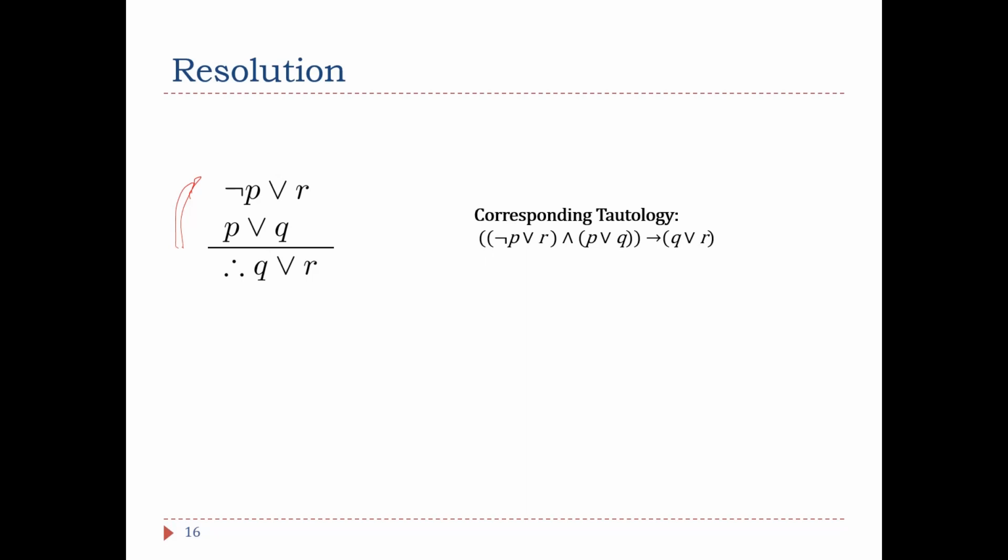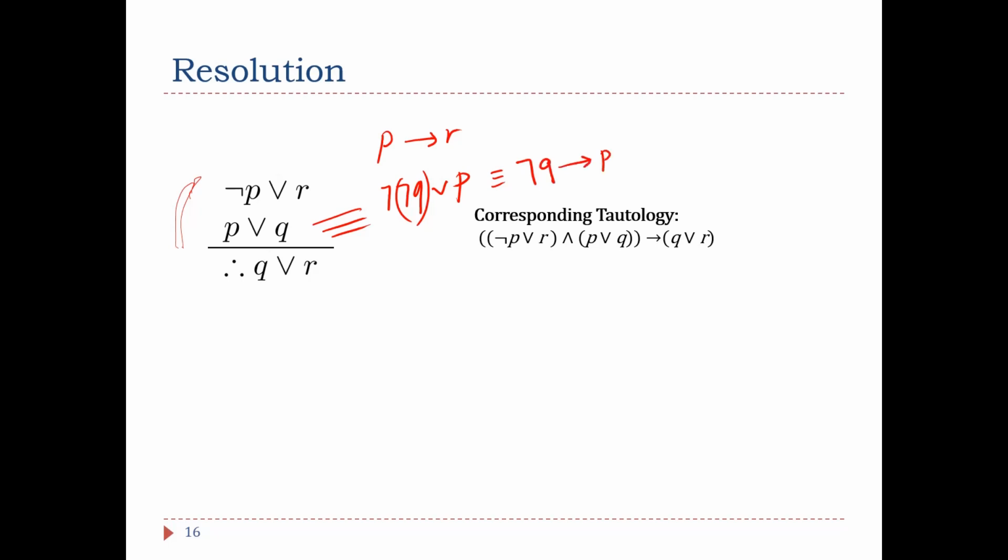So actually, when you have not P or R, you can see it as P implies R, okay? But P or Q can be seen as not Q or P. Do you agree? So that we can see it as not Q implies P. Okay, so not Q implies P.